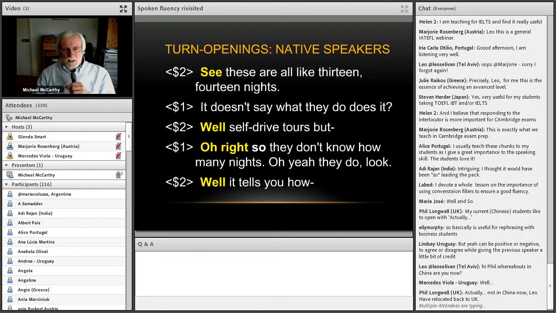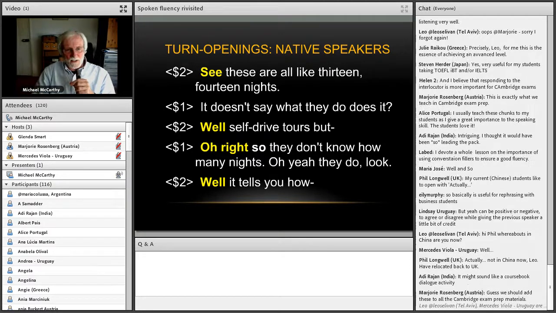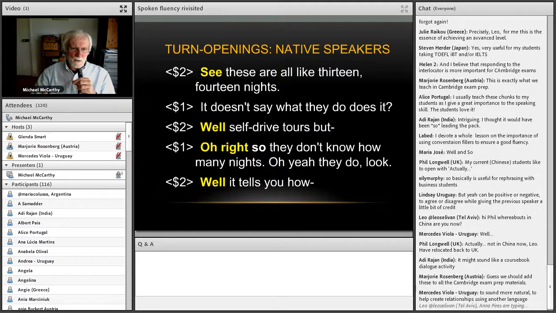Now, using software, we can look at a corpus, hundreds, thousands of examples of these words in conversation, and we can ask the computer to give us a profile of those words.